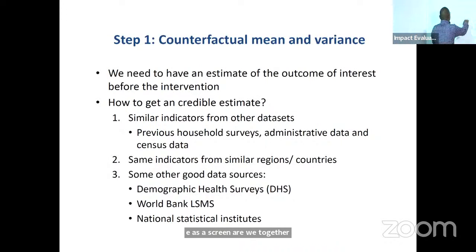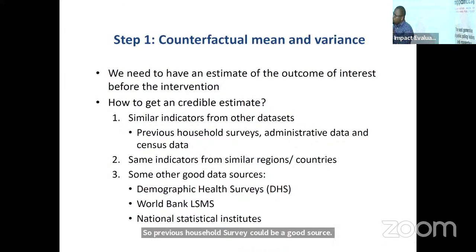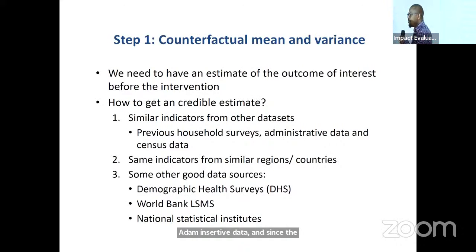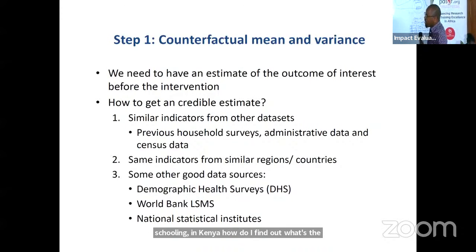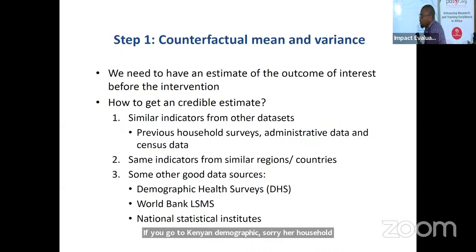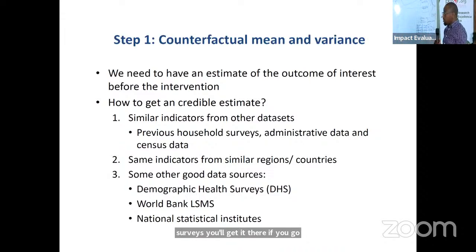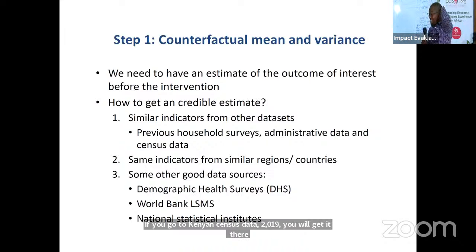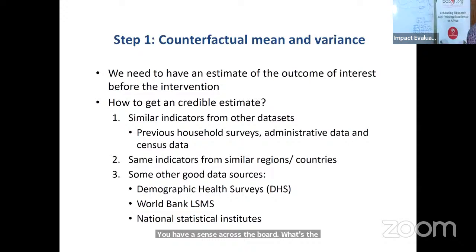So previous household survey could be a good source. Administrative data and census data can give you a sense. When you are talking of average years of schooling in Kenya, how do I find out what's the average? If you go to demographic health surveys, which are nationally representative, you'll get it there, right? Because it surveys Kenyans and it captures information on education. If you go to Kenyan household surveys, you'll get it there. If you go to Kenyan census data 2019, you'll get it there. You'll have a sense across the board, what's the average years of schooling, okay?